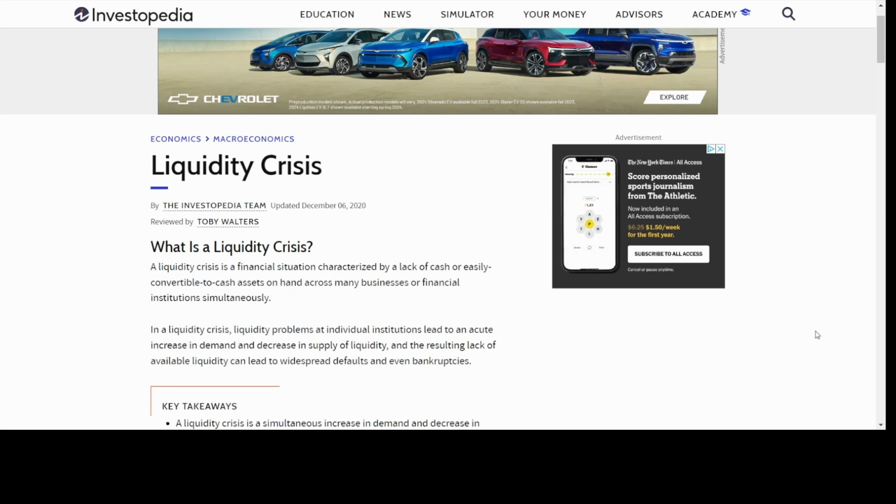A liquidity crisis is a financial situation characterized by a lack of cash or easily convertible to cash assets on hand across many businesses or financial institutions simultaneously. In a liquidity crisis, liquidity problems at individual institutions lead to an acute increase in demand and decrease in supply of liquidity. And the resulting lack of available liquidity can lead to widespread defaults and even bankruptcies.